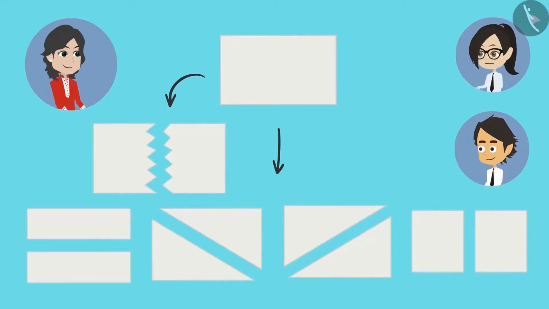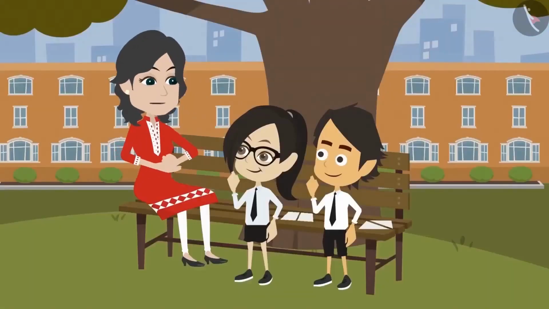I have understood. This means the paper is measured based on its area. So we can divide it into half in any way. We just have to take care that the 2 parts are of the same area. Absolutely right, Vandana.